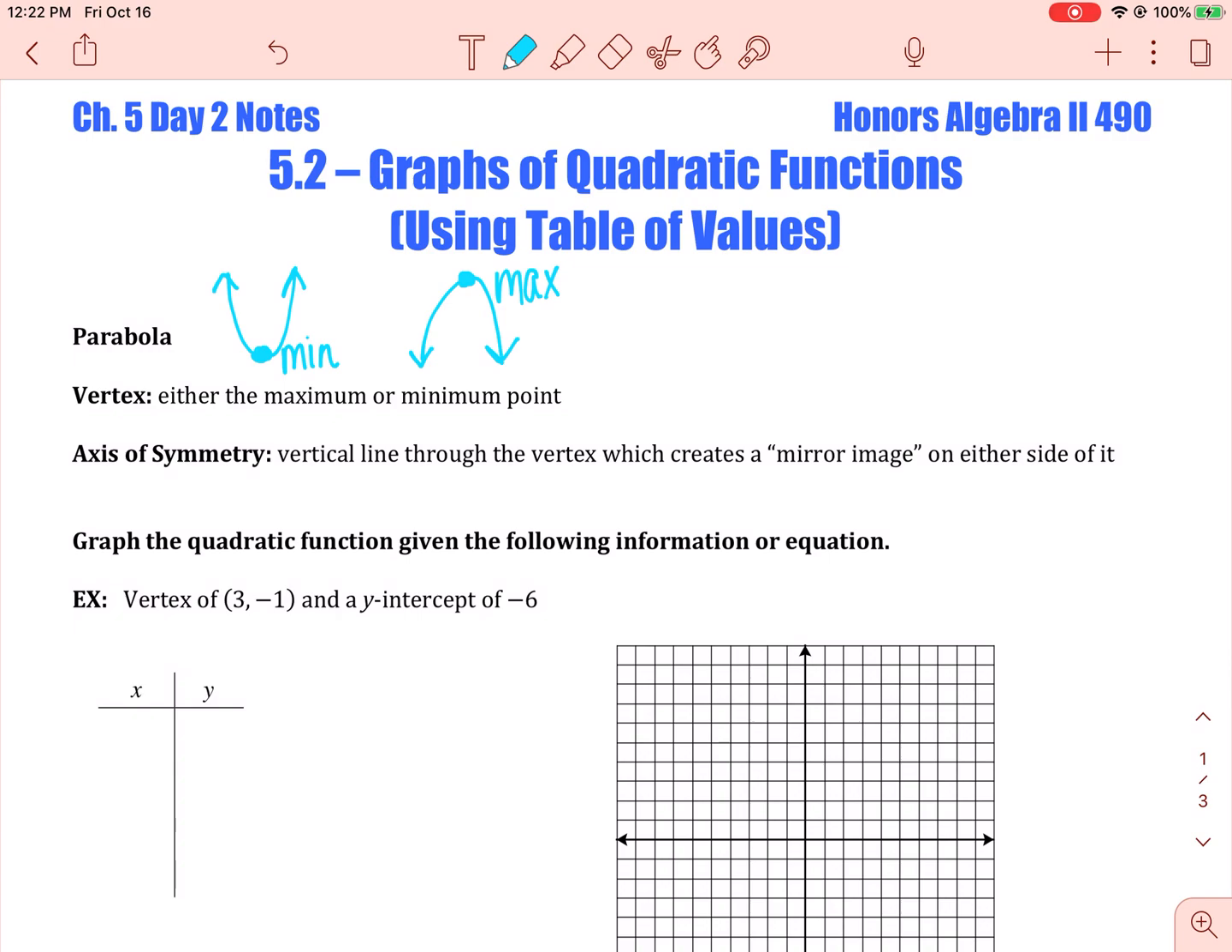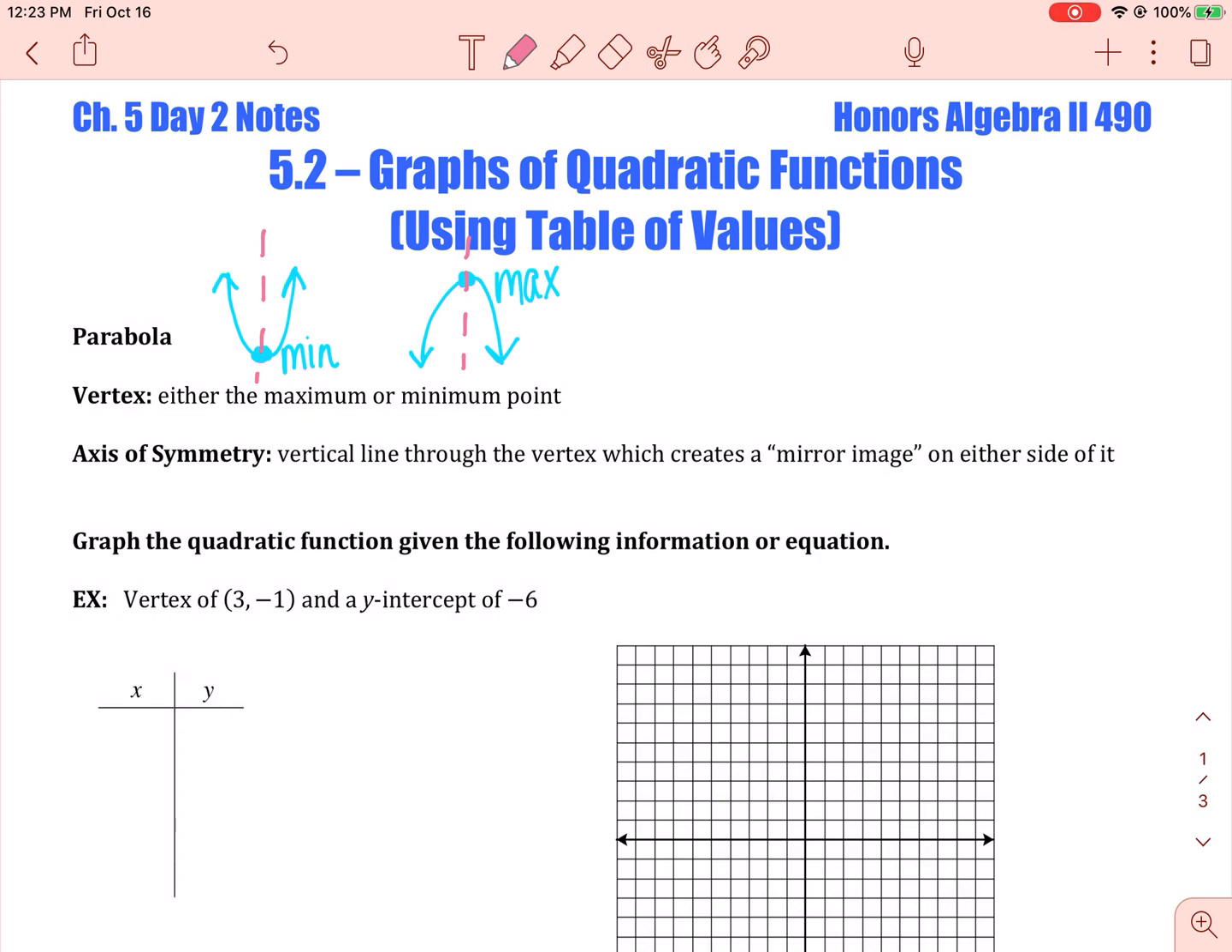We have also what's called an axis of symmetry, which is a vertical line through the vertex that creates a mirror image on either side. That should make sense because symmetry means both sides will be equal, like they're symmetric to each other. So if I can find a point on the left, I can find a point on the right just by looking at that axis of symmetry, that vertical line through the vertex.